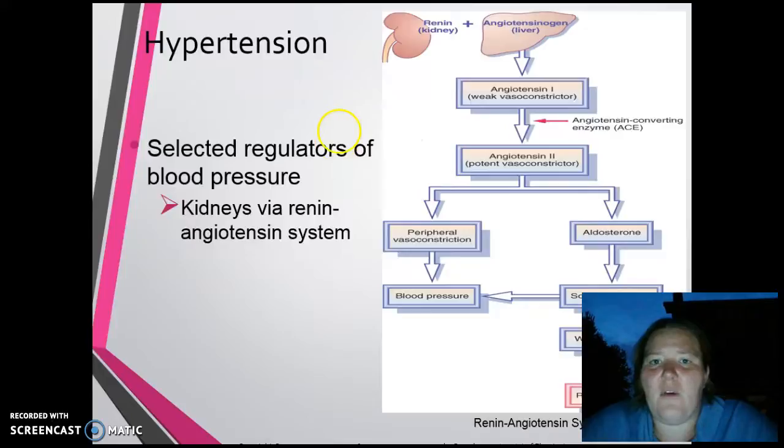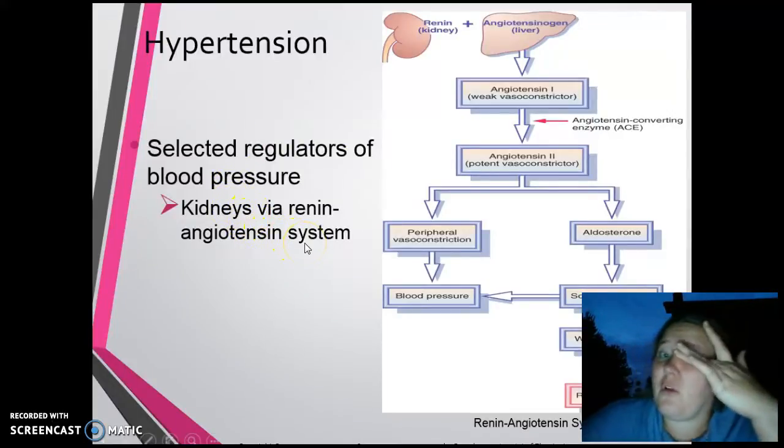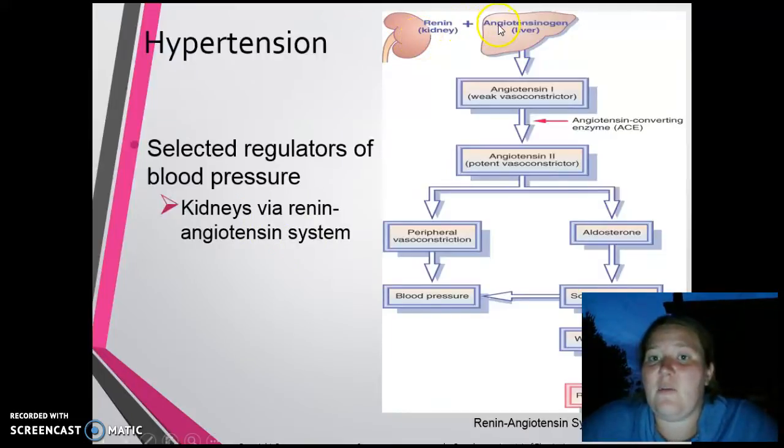Okay, so if you look at this, hypertension, selected regulators of blood pressure, kidneys via the renin-angiotensin system. Look at the top up here. You have the renin, which is in the kidney, and the angiotensin, which is from the liver. So angiotensin 1 is secreted from the liver. You see the plus sign up there? That's what that is.